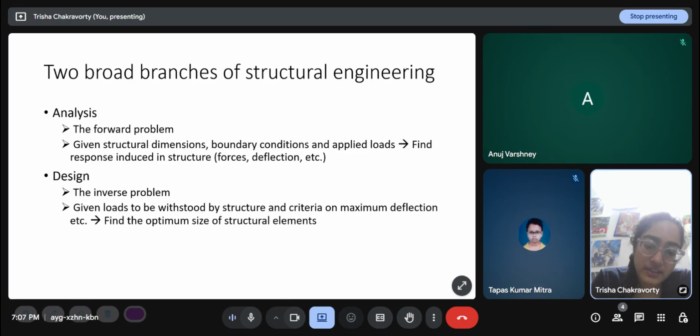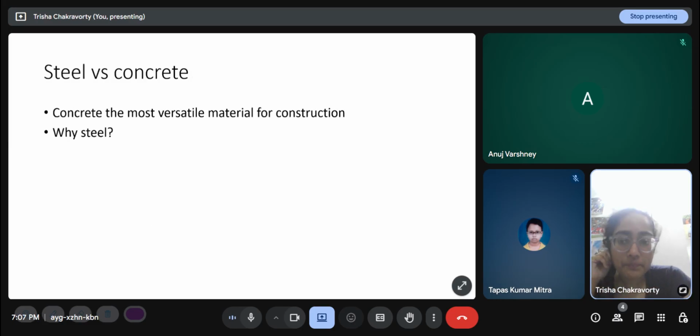There may be some restrictions, like the materials might already be mentioned, that we have to use this grade of concrete, this grade of steel. In any case, the size of the structural element is always for the engineer to decide.